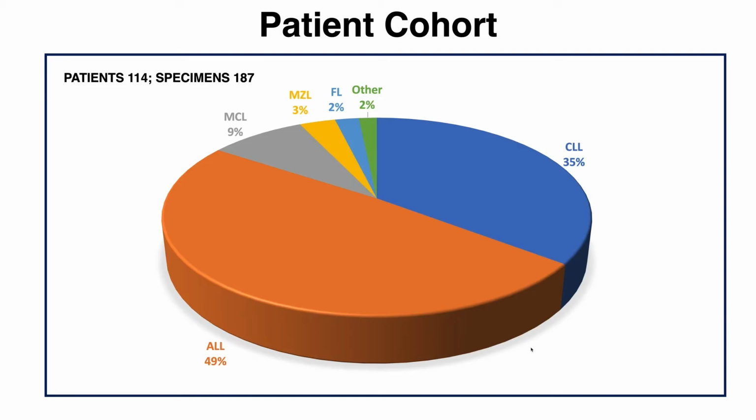This cohort consists of 187 specimens from 114 patients. Majority of the samples were from B-cell acute lymphoblastic leukemia and chronic lymphocytic leukemia. A small subset was from the mantle cell lymphoma, marginal zone lymphoma, follicular lymphoma, and other miscellaneous B-cell malignancies. Hereafter, the small group is called as.